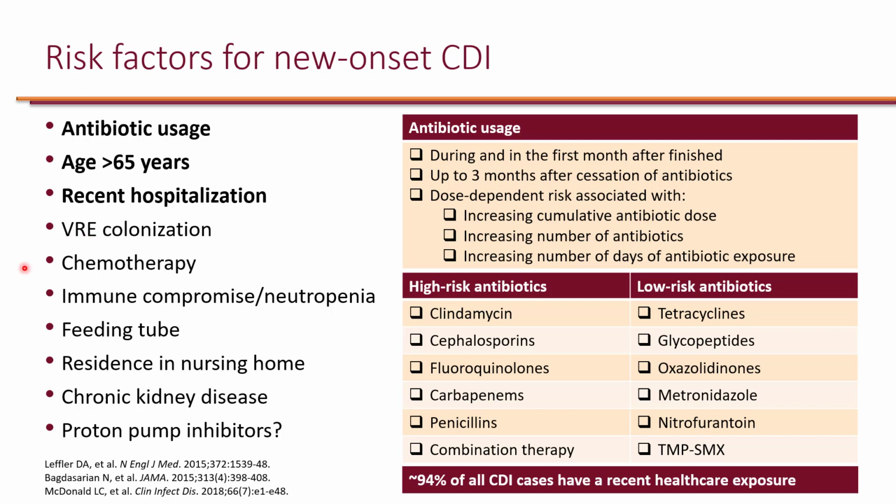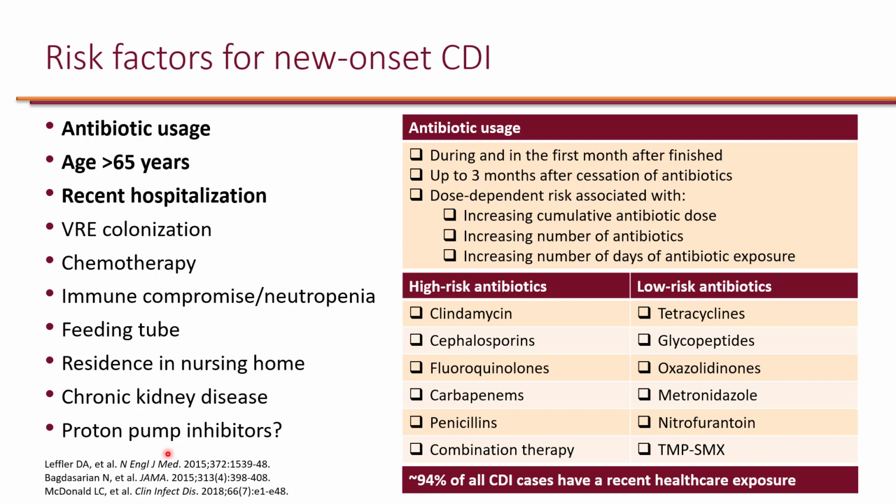Other risk factors include receipt of chemotherapy, immune compromise or neutropenia, feeding tube, residence in nursing home, chronic kidney disease, and something that's a bit controversial is the receipt of proton pump inhibitors. In observational studies, proton pump inhibitors have been associated with C. diff infection. In fact, more so than histamine 2 receptor antagonists. And this association is typically in chronic use of PPI. So typically, patients who are on a PPI for more than 28 days are at increased risk of C.